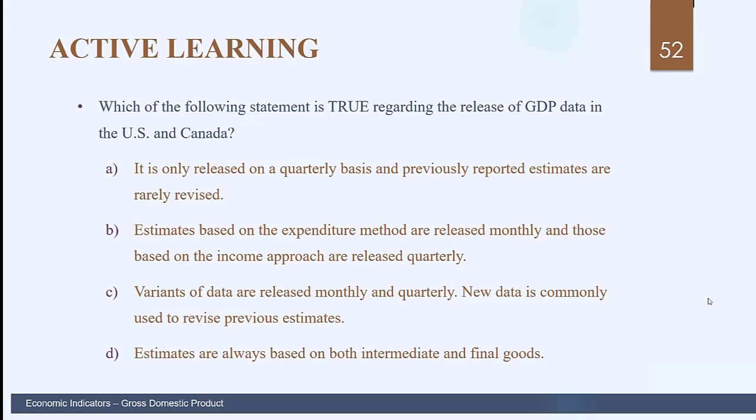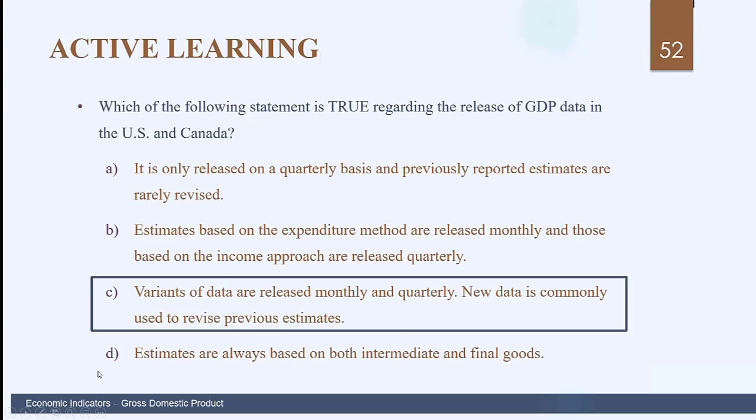C says variants of data are released monthly and quarterly. New data is commonly used to revise previous estimates. Well, that's actually the correct answer. And now if we look at D, D says estimates are always based on both intermediate and final goods. We know that this is not true. The estimates are of the final dollar value of all goods and services produced. So here the correct answer is C.